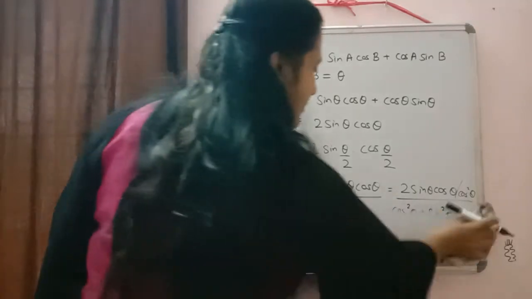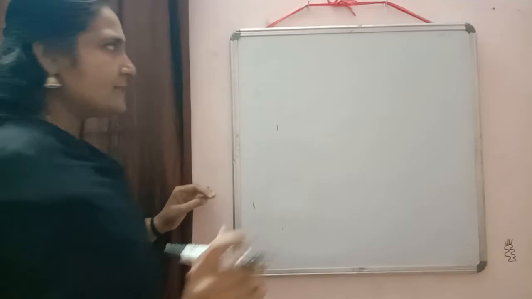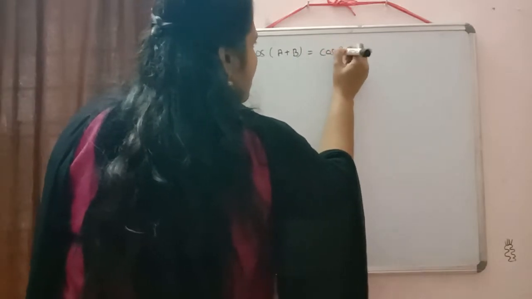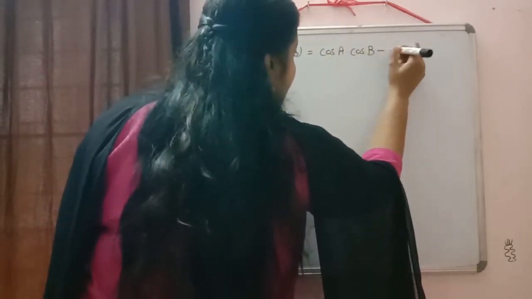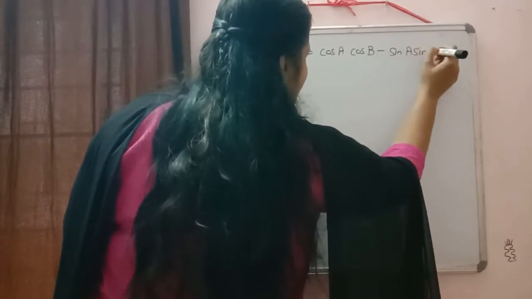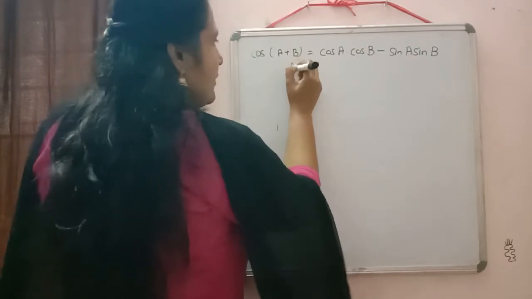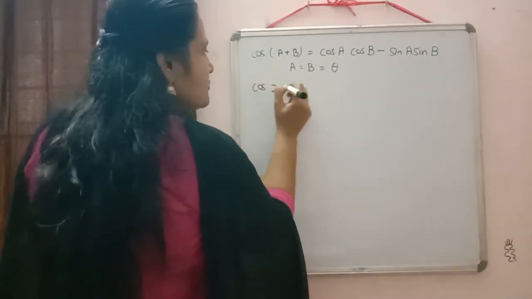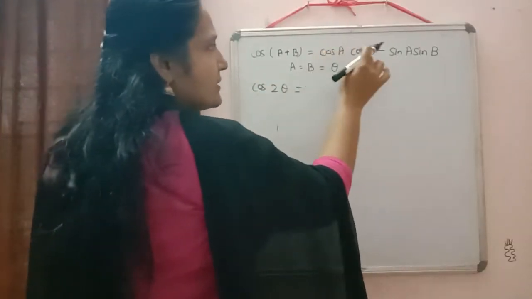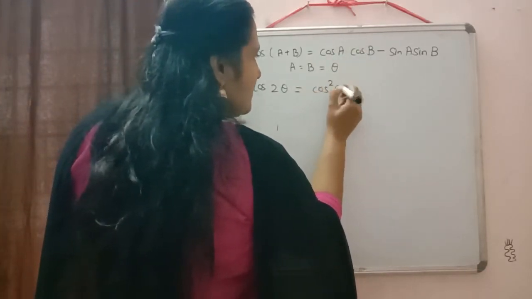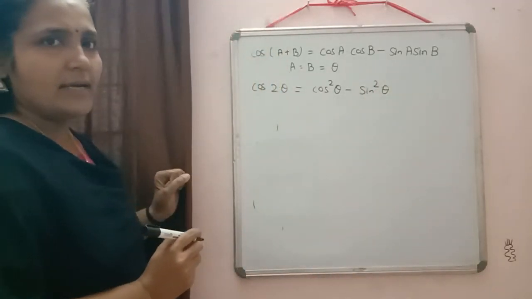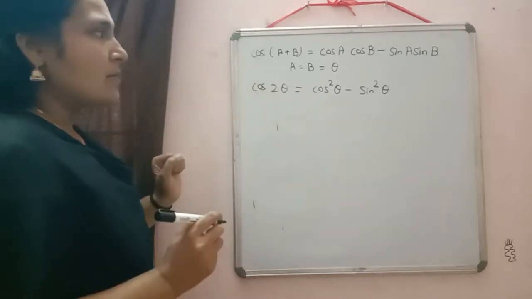Okay. Now we will derive the formula for cos 2 theta. For that we need the formula of cos A plus B. We know what cos A plus B is: cos A into cos B minus sin A into sin B. So again, if both the angles are equal, A is equal to B is equal to theta, then our formula will become cos 2 theta equal to cos theta into cos theta, that is cos square theta, minus sin theta into sin theta, which is sin square theta. So this is the first formula for cos 2 theta.